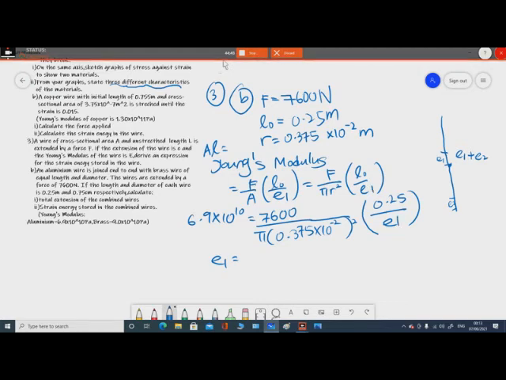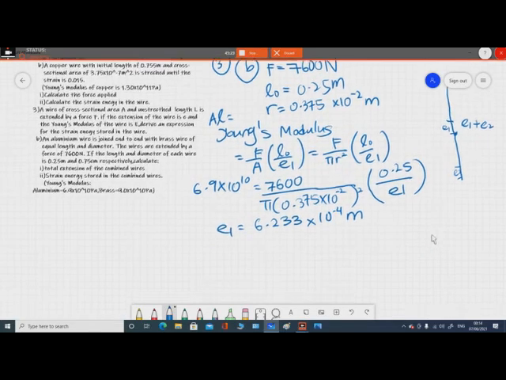E1 is actually equal to pi times 0.375 times 10 to the power of -2, bracket squared, times 0.25 divided by 6.9 times 10 to the power of 10. So our extension for E1 is actually equal to 6.233 times 10 to the power of negative 4 meter.